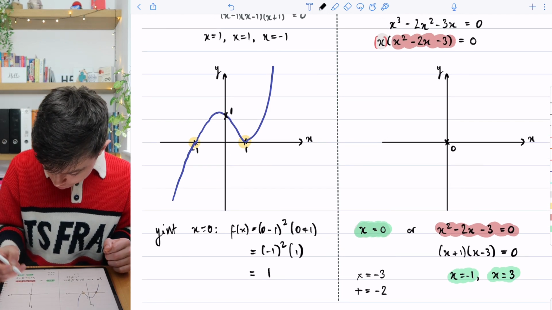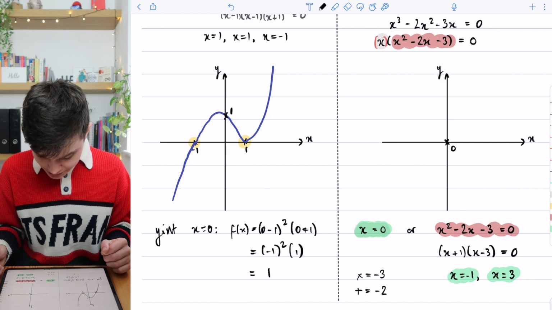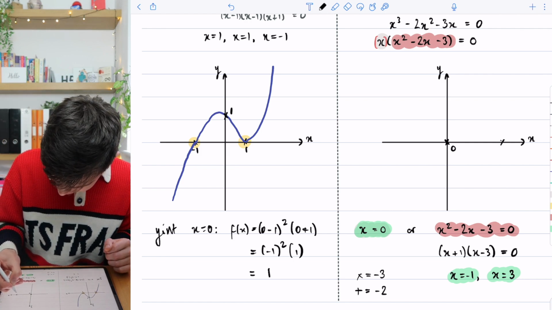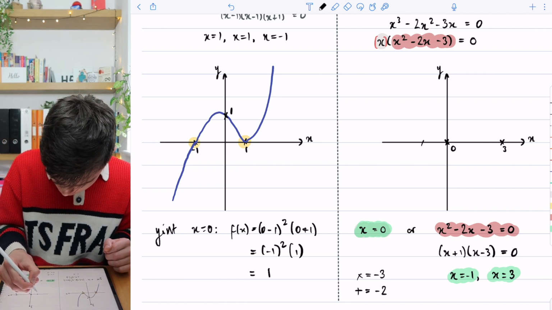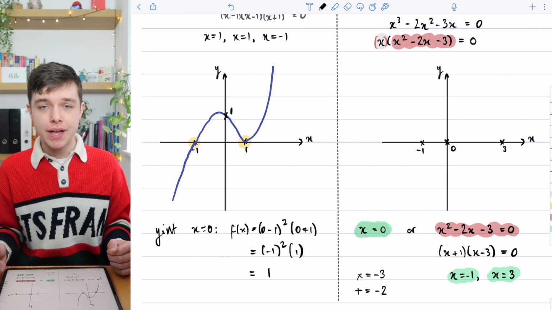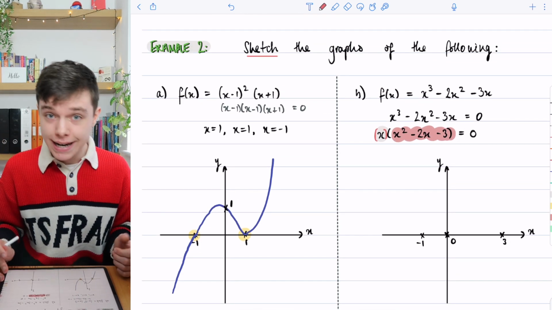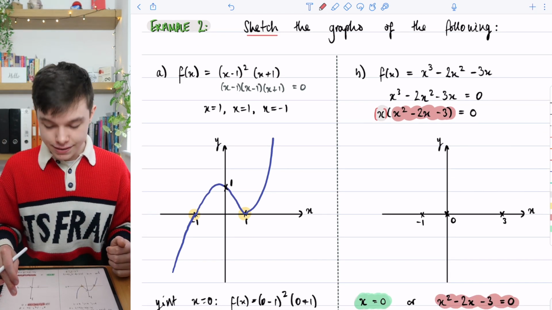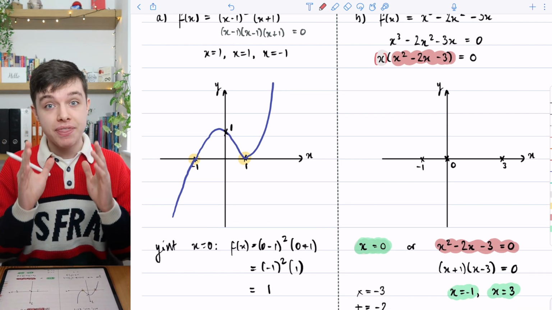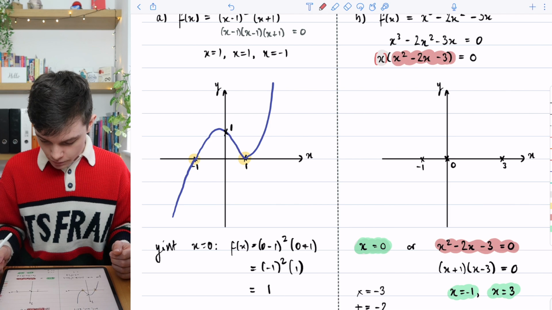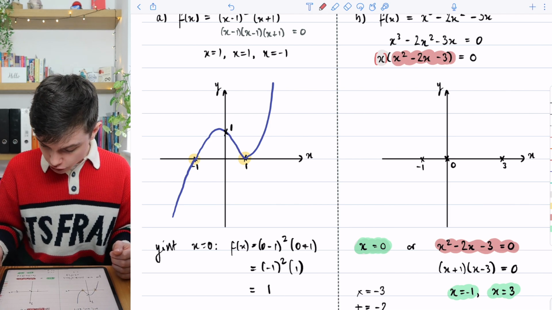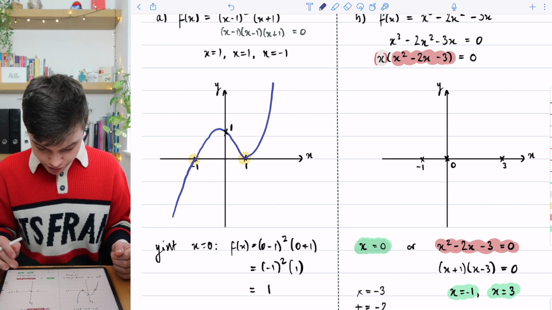x is equal to 0 is there, x is equal to 3 is about there, and x is equal to minus 1 is there. And again, we are doing a sketch, so we don't need any scales on our axes. We just need our roots and then the y-intercept. Okay, so let's have a look at that. What's our graph going to look like? We'll draw it in blue.